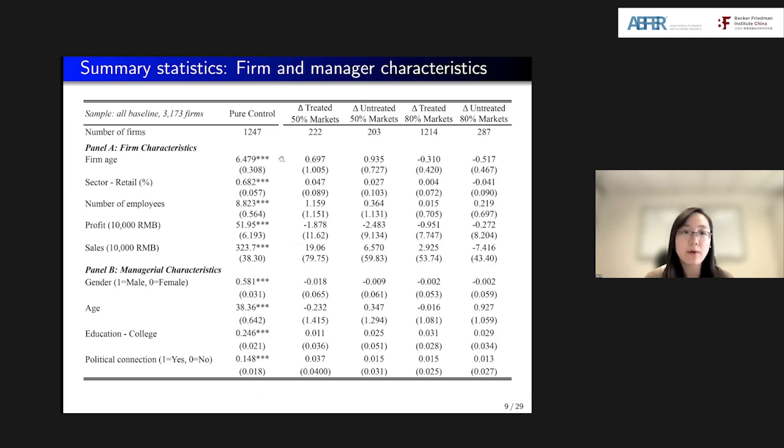So we can see from this table that at the baseline, our sample firms are about 6 years old, and the majority of them are in the retail sector, with an average number of employees around 9. The annual profit was about 500,000 RMB, and the annual sales was about 3 million RMB. And regarding managerial characteristics, almost 60% of the managers are male, and about 25% of them have college level education.